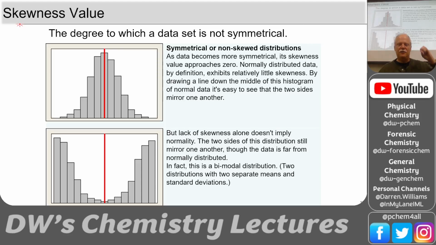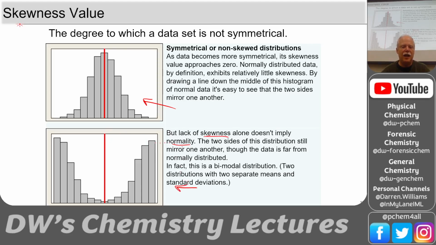So just lack of skewness doesn't imply normality. We would need to look at the kurtosis too. I don't know what the kurtosis would do with this because it's not really peaked. I mean, this is like a normal distribution, so that would be kurtosis 0. I don't know what kurtosis would give in this one.